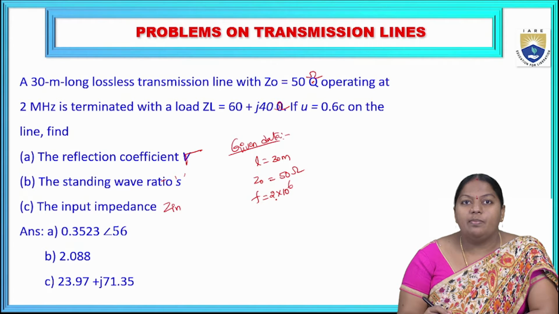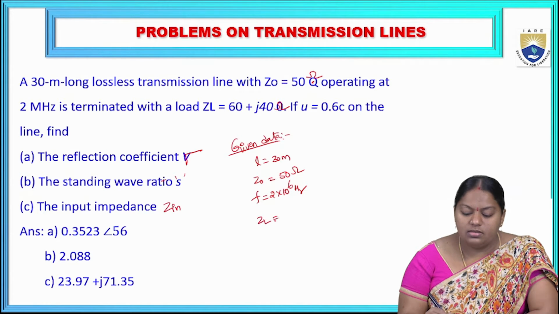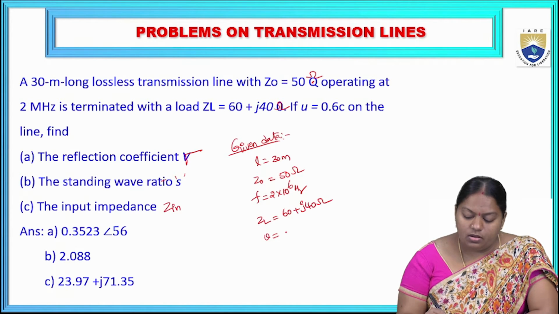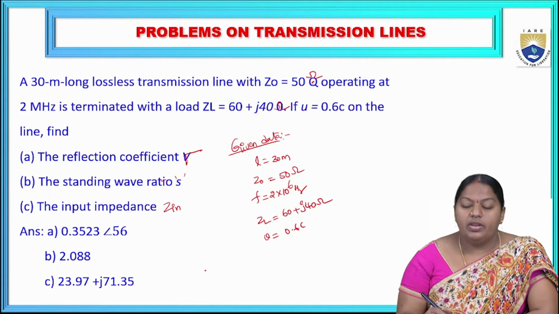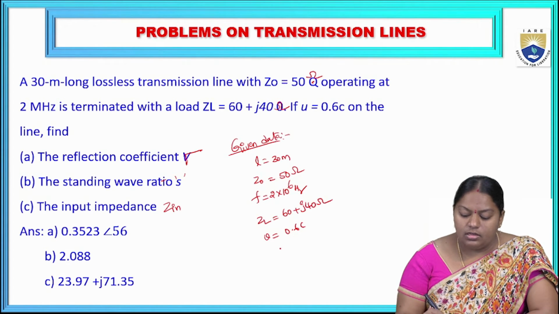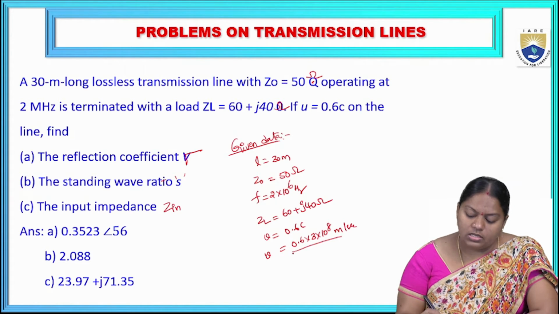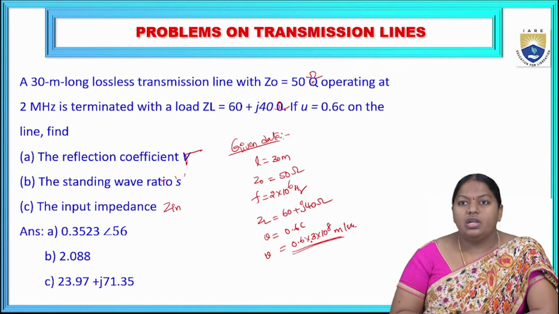Mega represents 10 power 6 hertz, so 2 into 10 power 6 hertz. It is terminated with a load impedance, ZL, which can be written as 60 plus J40 ohms. And the velocity is given as V equal to 0.6 into C for a lossless line, where C can be written as 3 into 10 power 8 meters per second. So in place of velocity V, we are going to consider 0.6 into 3 into 10 power 8 meters per second.